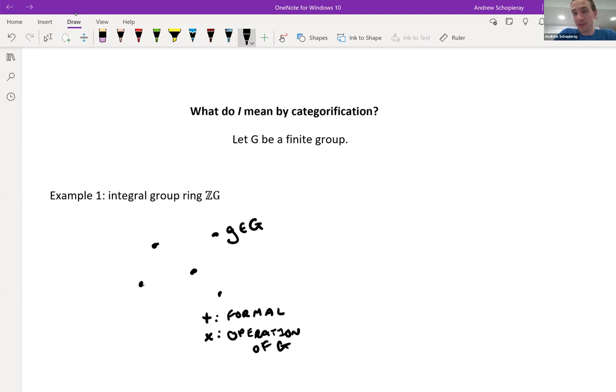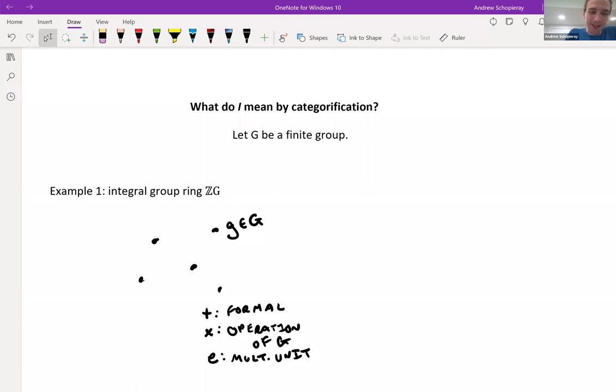So the other structure that we naturally have, because this is a group, is we have a unit for this multiplication. So I usually like to call this E. So this is the multiplicative unit. And another special thing about groups, one of the only special things about groups, is that we also have this inversion, right? So I can take an element of my group and I can invert it. This is just the inversion from our group G.